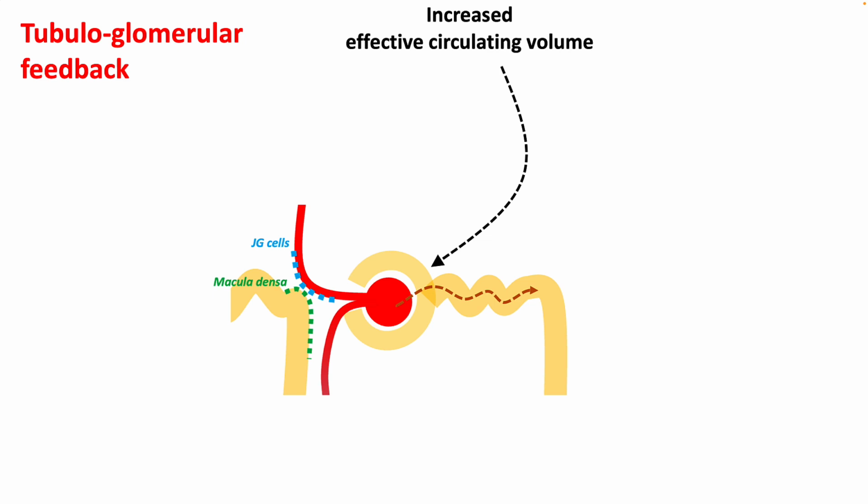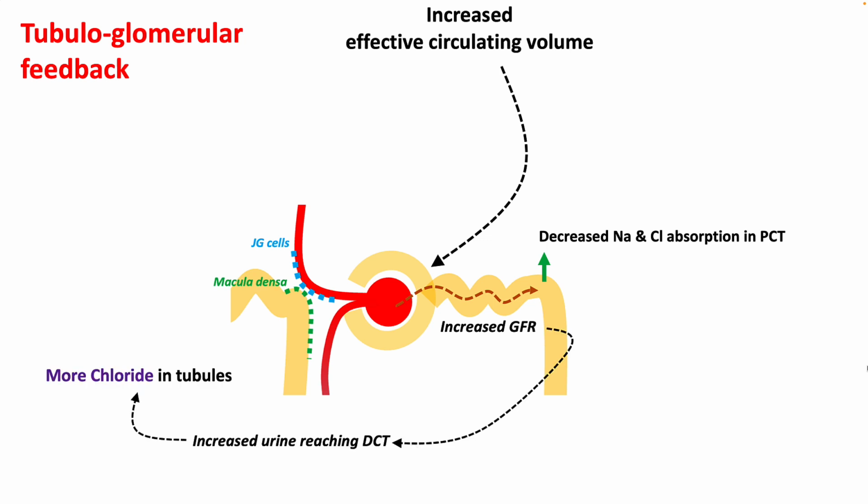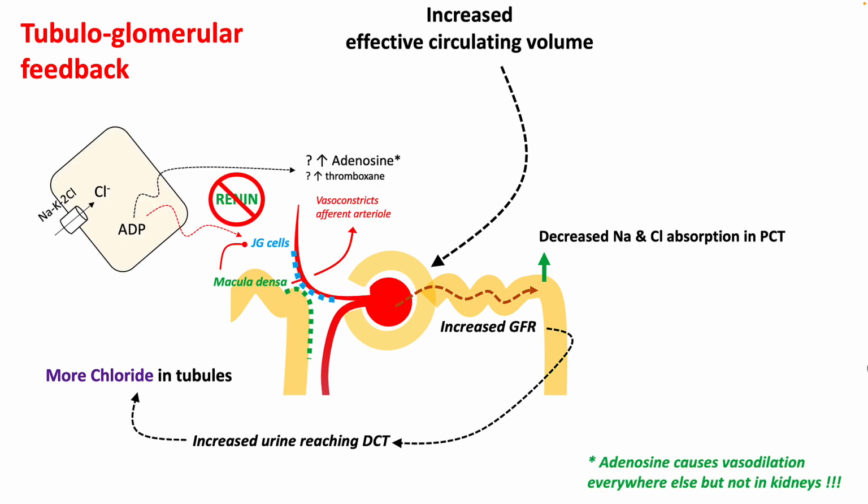This is a patient with increased effective circulating volume and increased GFR. You will have decreased sodium and chloride reabsorption in PCT, which will result in increased amount of urine rich in chloride reaching the distal tubules. Chloride absorption by sodium potassium 2 chloride in macula densa results in stimulation of ATP and formation of adenosine, which is going to constrict the afferent arteriole. ATP also inhibits production of renin in JG cells. Therefore, you will not have any renin release and therefore decreased angiotensin 2 activity.